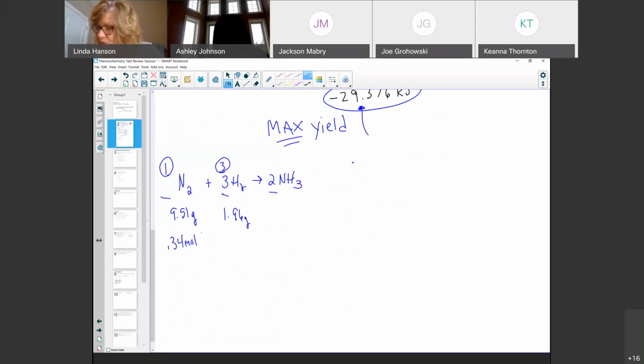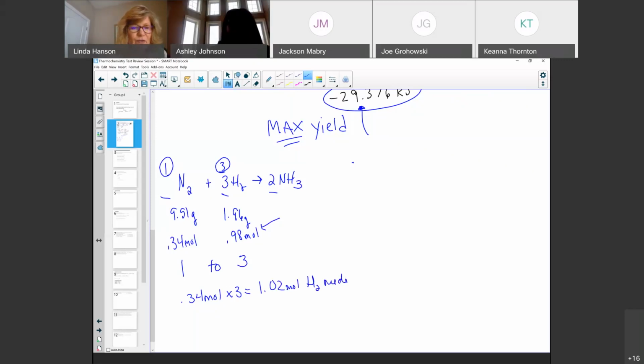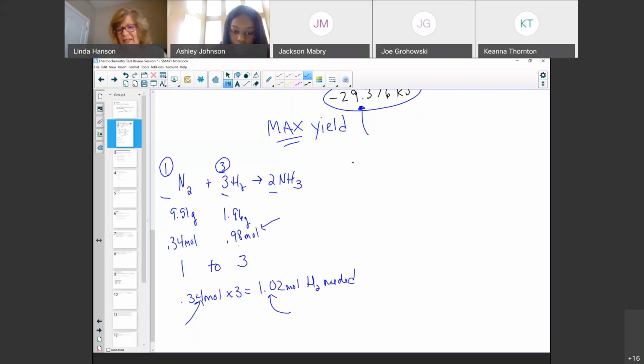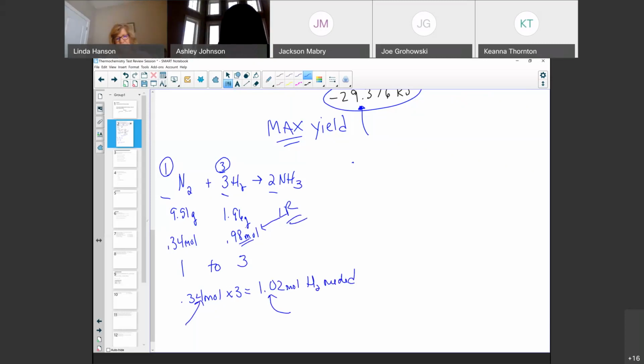And here I have 1.96 over 2. That's me converting to moles. All right. Now this is the key. The perfect ratio is 1 to 3. Even though hydrogen is a bigger number, is it 3 times bigger than 0.34? When I hit 0.34 times 3, that answer is 1.02 moles. So you can see, to consume all of the nitrogen, I need 1.02 moles of hydrogen, but I only have 0.98 moles. It's not quite enough, is it? So it's going to run out before the nitrogen is consumed.